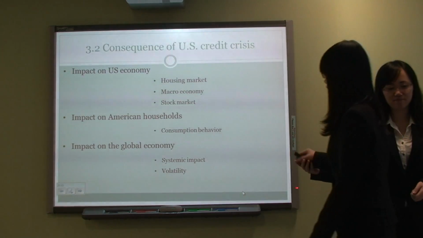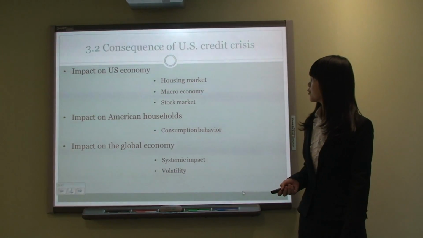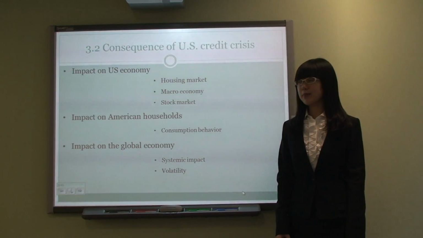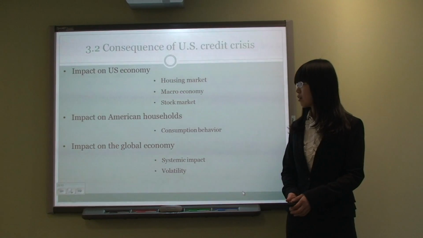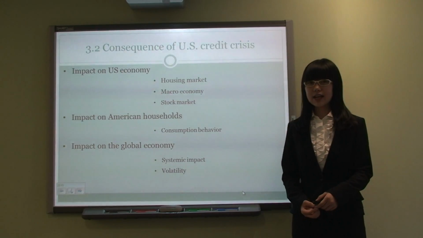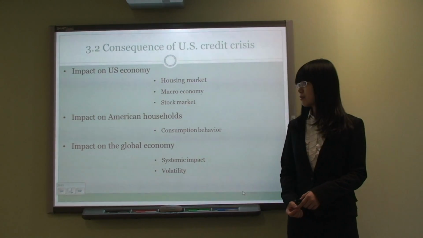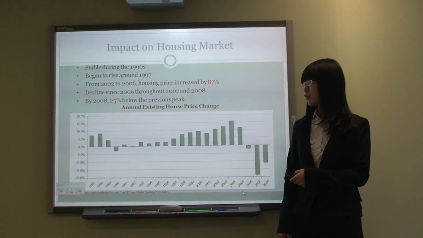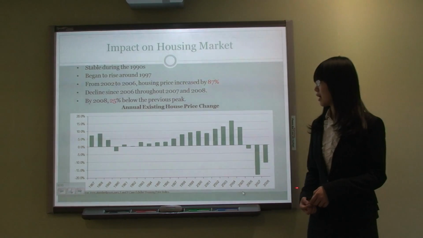credit crisis. Thank you. And we'll talk about the consequences of the U.S. credit crisis. We will focus on its impact on three major aspects: the U.S. economy, American households, and the global economy. As analyzed before, the housing bubble is the immediate trigger of the crisis. So let's start by reviewing the housing market.